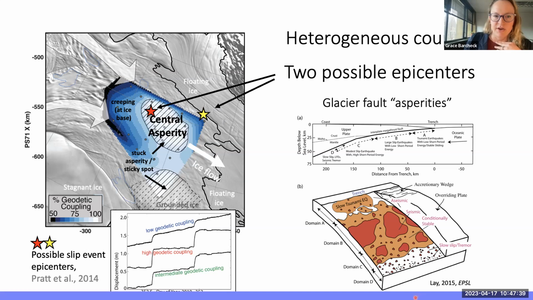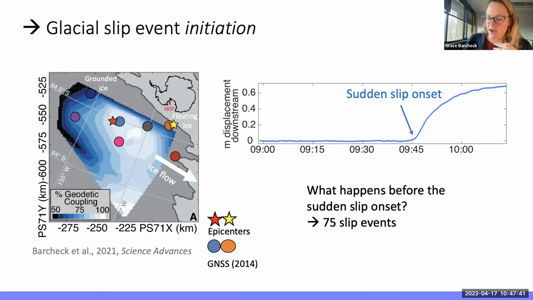Okay, so I'm going to start showing some of my work, showing how these glacial slip events initiate. I don't know if you like the word initiation or nucleation. We're going to look at what happens to start this sudden slip onset in space and time. And to look at this, I'm going to show data from a geodetic data set, a GNSS data set of 75 of these glacial slip events recorded at 7 GNSS sites over about 2 months in 2014.